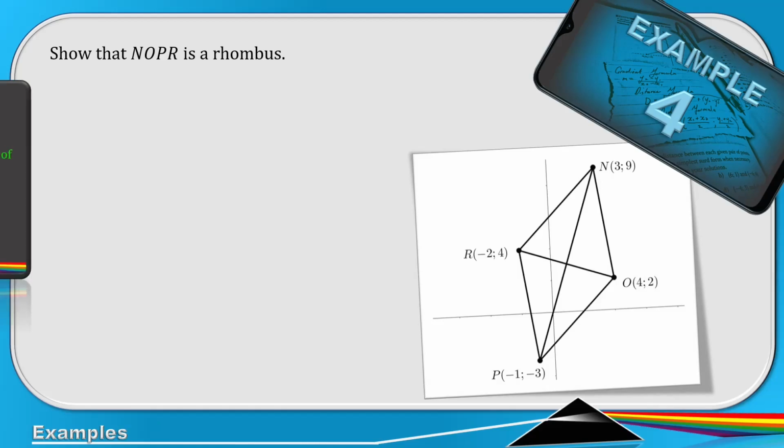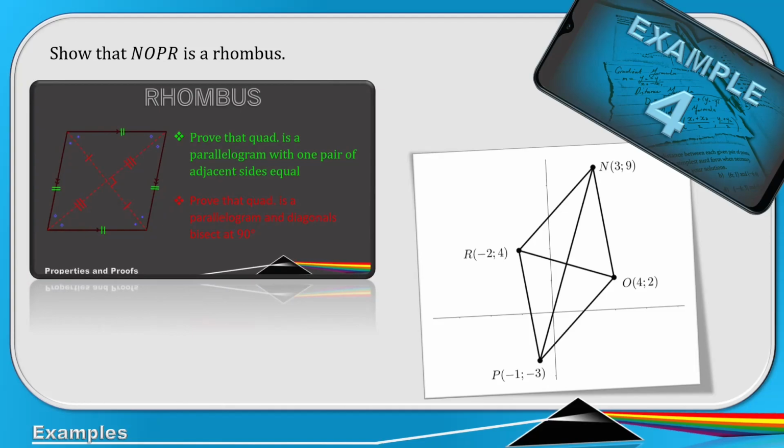Let's look at the rhombus and how to prove it. So we have one of two options. We can prove that it is a parallelogram and one pair of the adjacent sides are equal, or we can prove that it is a parallelogram and the diagonals bisect. So we basically just want to decide which one's going to be shorter.